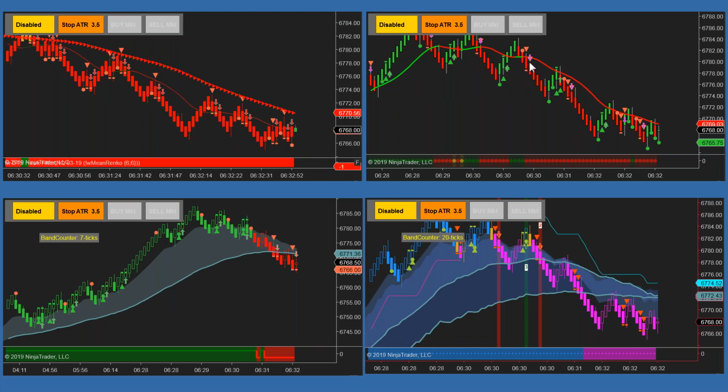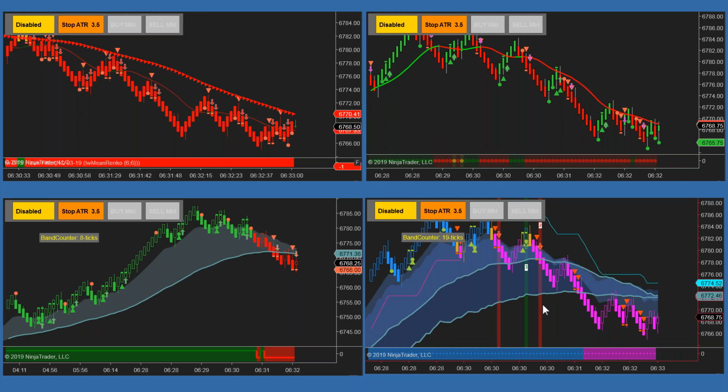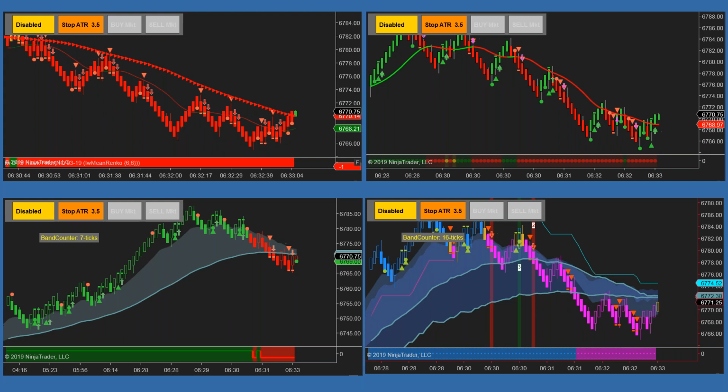Top right is the Falcon Swing Trader. Bottom left is the Eagle Trend Trader. And the bottom right, many of you will recognize, is your Raptor. Took me a little while.